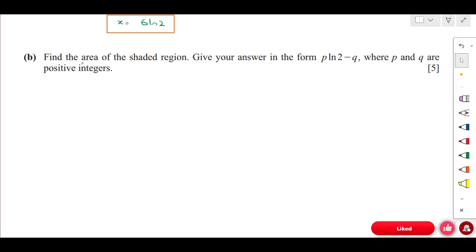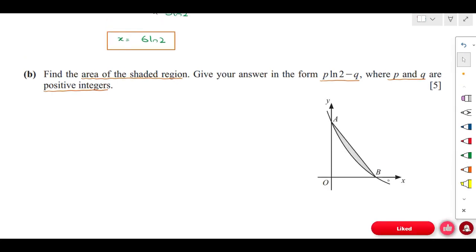Now for part B, find the area of the shaded region. Give your answer in the form of p natural log of 2 minus q, where p and q are positive integers. I pasted the picture over here. You can see here the x value is 0 and here the x value is 6 natural log of 2. The shaded area is bounded by the line AB and by the curve, so the area between the line and the curve.